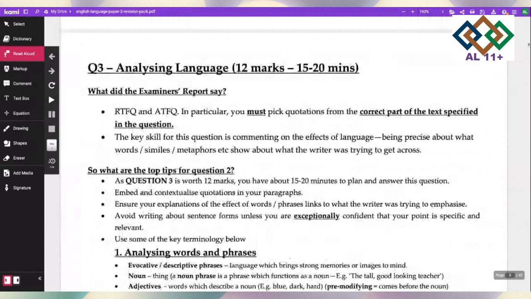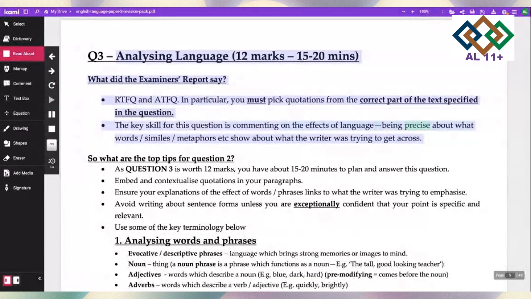The key skill for this question is commenting on the effects of language, being precise about what words, similes, metaphors, etc. show about what the writer was trying to get across. So what are the top tips for question 3? As question 3 is worth 12 marks, you have about 15 to 20 minutes to plan and answer this question. Embed and contextualize quotations in your paragraphs. Ensure your explanations of the effect of words and phrases are linked to what the writer was trying to emphasize. Avoid writing about sentence forms unless you are exceptionally confident that your point is specific and relevant.